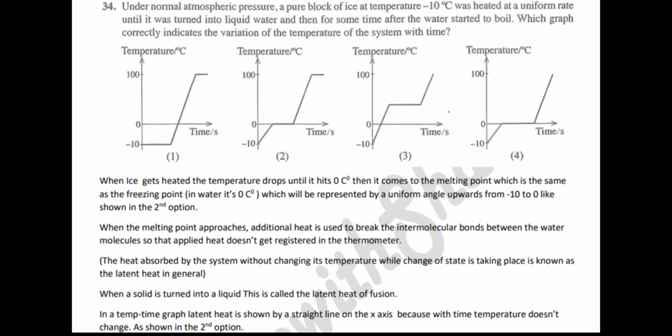When the melting point approaches, the additional heat is used to break the intermolecular bonds. Intermolecular means two molecules, H2O and H2O, the bonds between those H2O and H2O. Intramolecular is the bonds between the atoms in the same molecule. Okay, so intermolecular is two molecules. Intermolecular bonds between the water molecules, so that heat doesn't get registered in the thermometer.